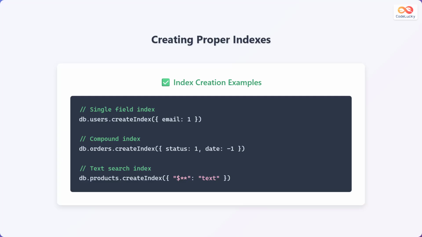To create index on single field, use the command db.users.createIndex and pass the field name with 1. To create a compound index, use the command db.orders.createIndex and pass the field names with 1 or -1, 1 for ascending and -1 for descending. For text search index, use the command db.products.createIndex and pass the key value pair, $**, and the value text.